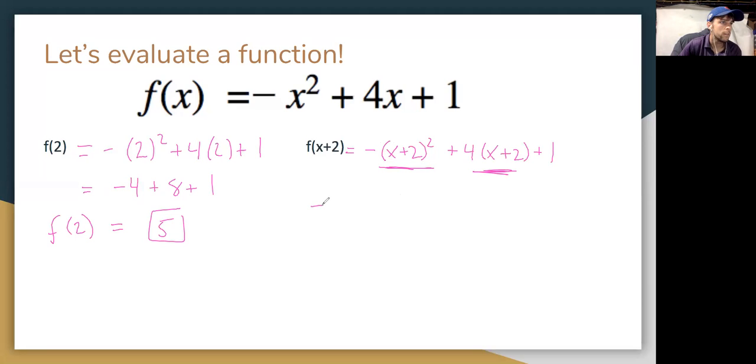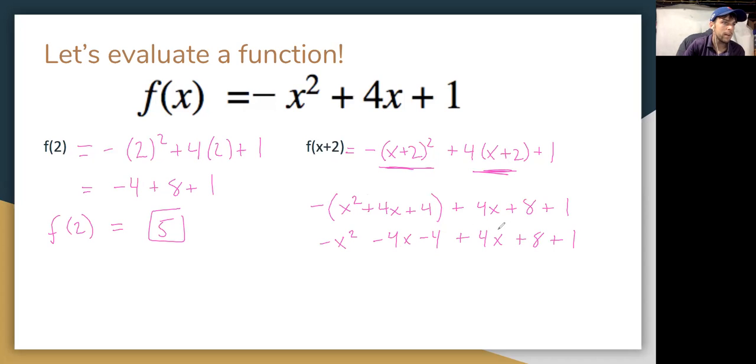So when I square that, I get x squared plus 4x plus 4, plus 4x plus 8 plus 1. And then again, remembering this negative, I need to distribute it. So, and then once we're at this stage, it should just be about combining like terms accurately.